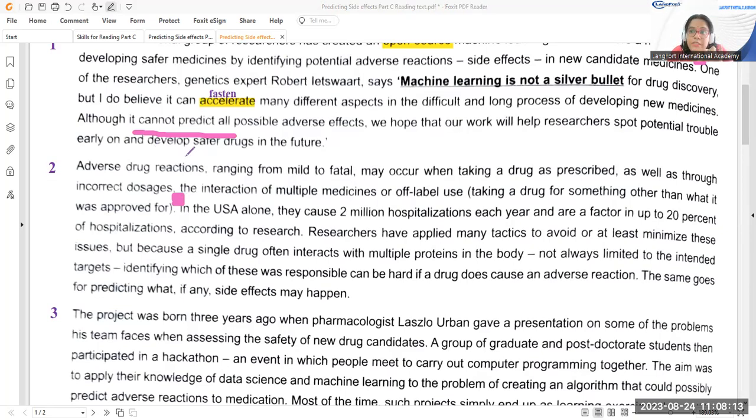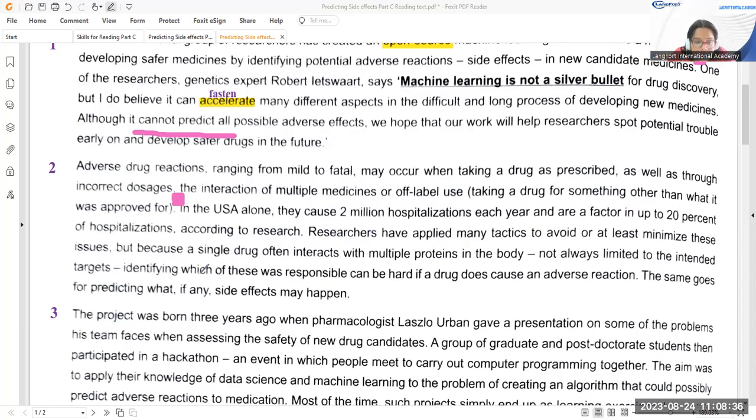So you can experience mild to fatal drug reactions even if you're taking the drug as prescribed, if you're taking the incorrect dosages, if you're taking too many medications at the same time, or if you're using a drug for a purpose it was not intended for, off-label use. All these can cause mild to fatal adverse reactions.